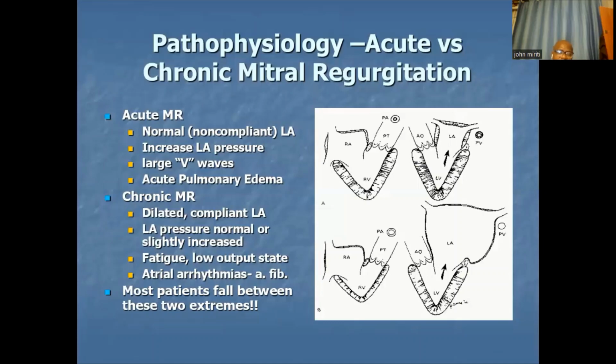Then we have chronic mitral regurgitation. This one has a dilated, compliant left atrium. Left atrial pressure is normal or slightly increased, with fatigue, low output state, and atrial arrhythmias like atrial fibrillation. Most patients fall between these two extremes, the acute phase and the chronic phase.